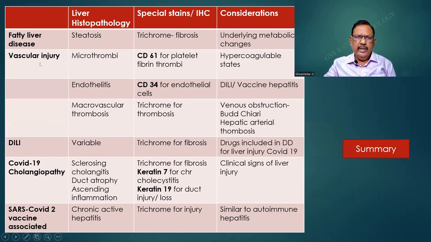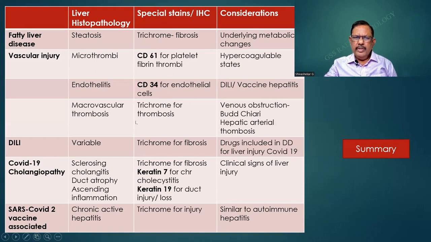There is a vascular injury, microthrombi can be there, and CD61 is the platelet fibrin marker. Also, there can be hypercoagulable states which are associated with it. Endotheliitis, CD34 is a marker for the endothelium. And these can be the other causes for it.